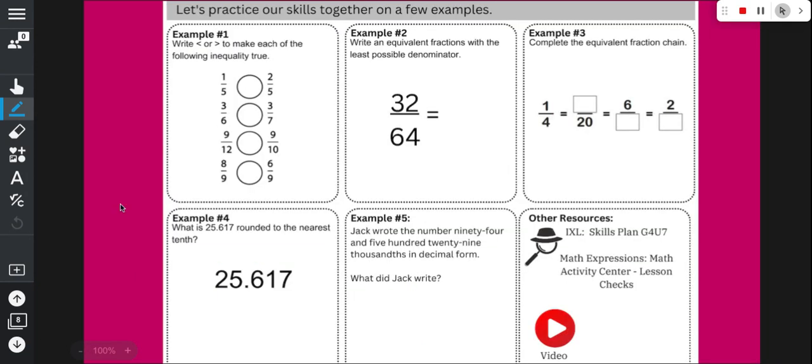Now it's your turn to try. Try these practice problems. Rewatch the video at any point if you're feeling stuck, and resume the video to see the answers.